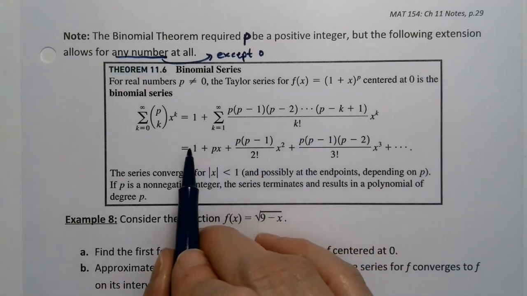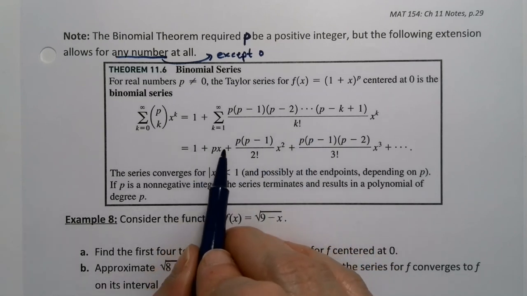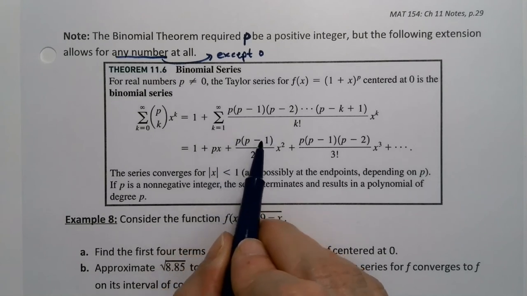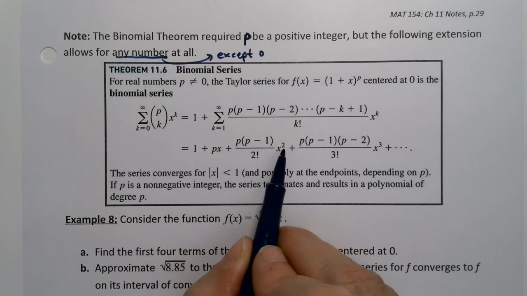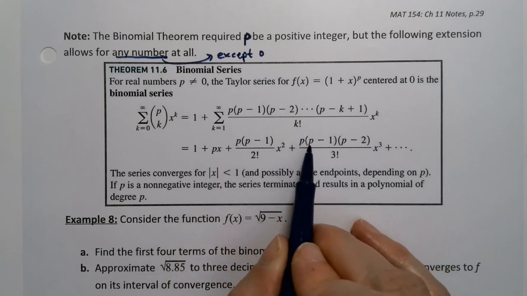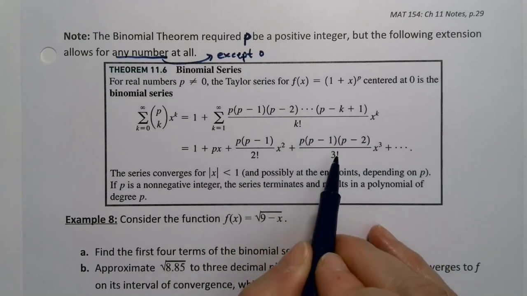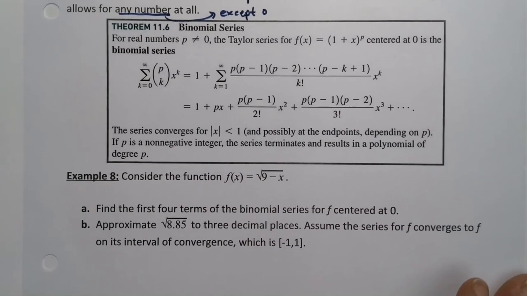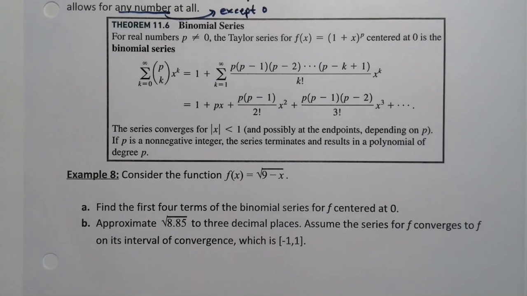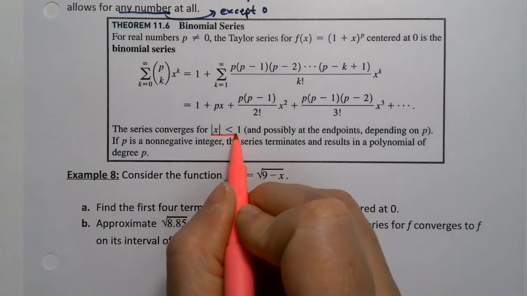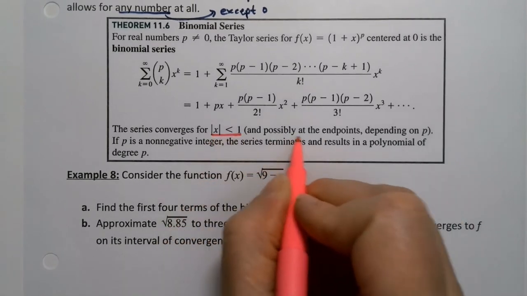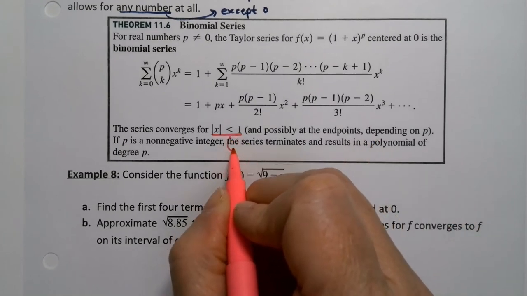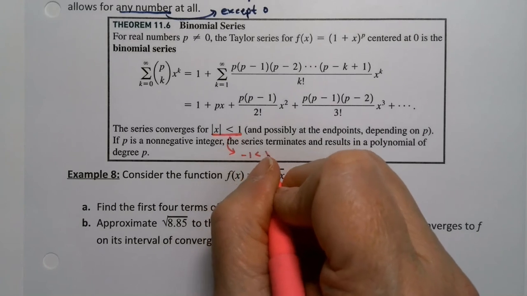So for example, it's 1 for the first one, and then p times x, plus then p times p minus 1, right? So now you've got 2 pieces, and so it's over 2 factorial times x squared. Now do 3 pieces, right? P minus 1, p minus 2. So that's divided by 3 factorial times x cubed, and so on. That series converges for the absolute value of x less than 1. And possibly at the endpoints, it depends on what your power is, so you have to check those. So if you were interested in that.